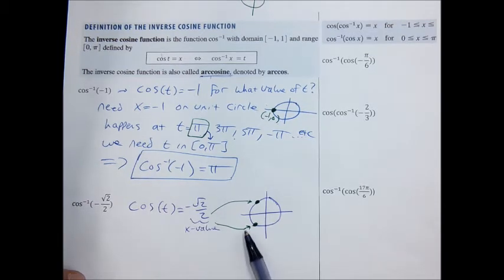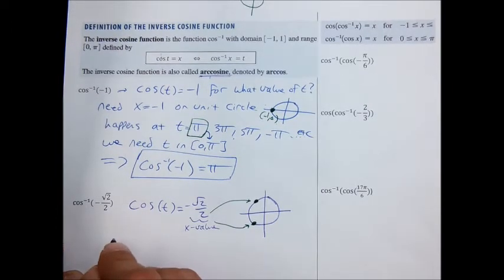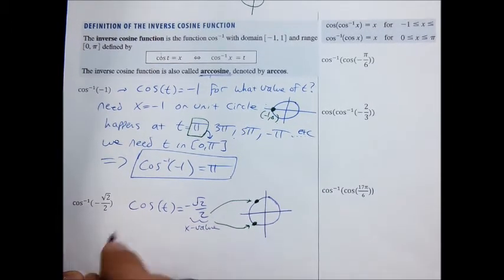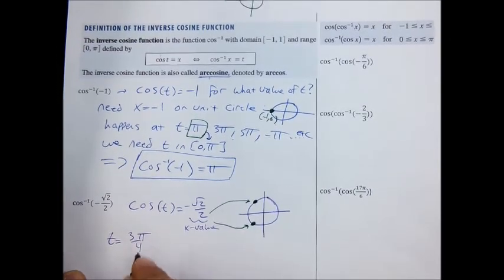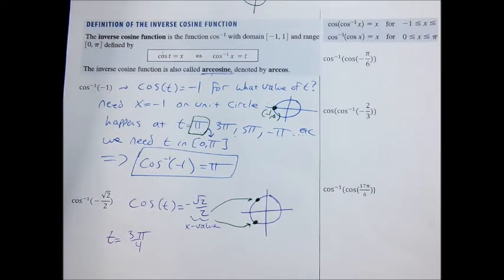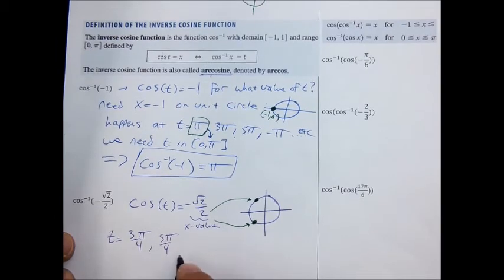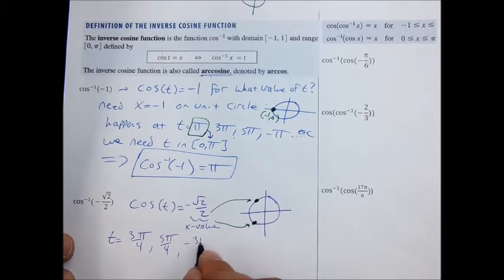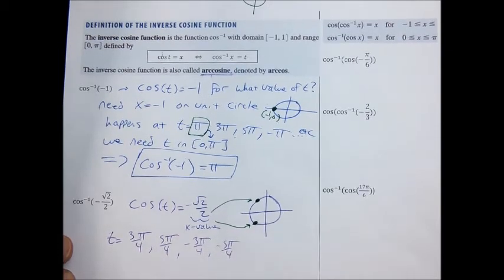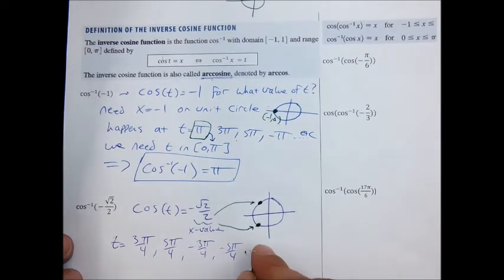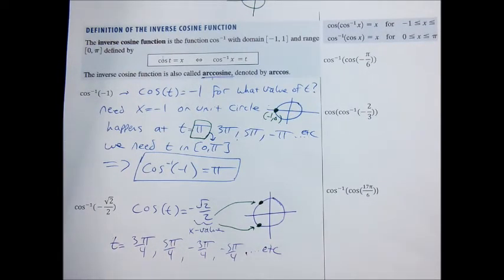So what are some options? 3 pi over 4 is an option. So those things happened at t equals 3 pi over 4. What's another option? 5 pi over 4 is an option. We could have minus 3 pi over 4 or minus 5 pi over 4. Those two are also options. And I'll just put dot, dot, dot, etc. There's lots of coterminal points that might put us on that value.